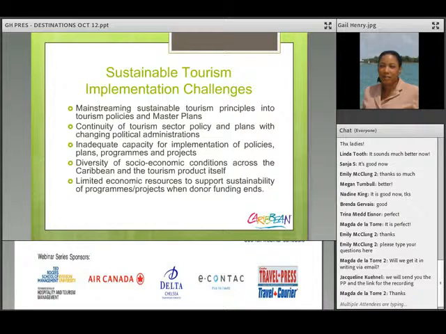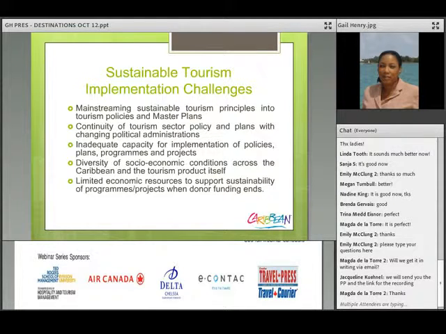However, as in other destinations, these tourism sector policies and plans often go through changes when political administrations change. So that is a key issue in some of our destinations in terms of how to maintain the momentum that was gained, as well as whether or not they have the capacity for implementing these policies, plans, programs, and projects. That is a challenge in some of our member countries.